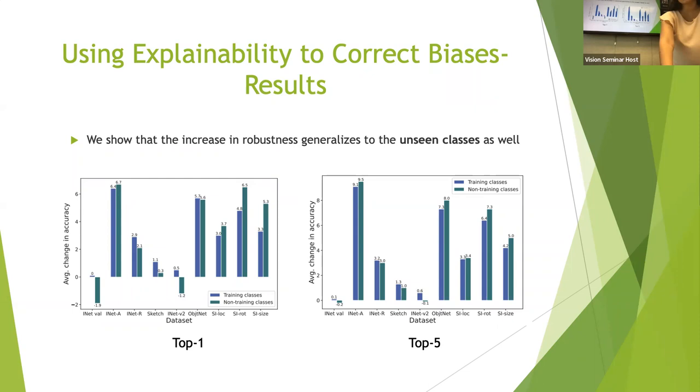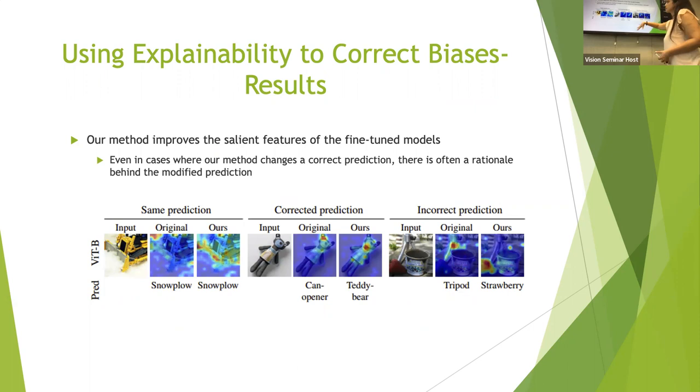And here are some visual examples. These are examples from the ImageNet data set, so examples from the original data set that the model was trained on. And here you can see that the same prediction is made for two different reasons. Here, the background, here, actually the foreground, the snowplow.